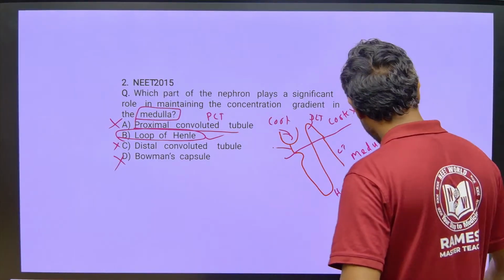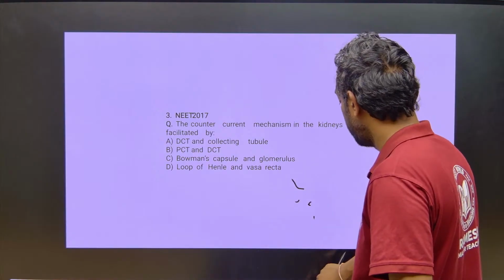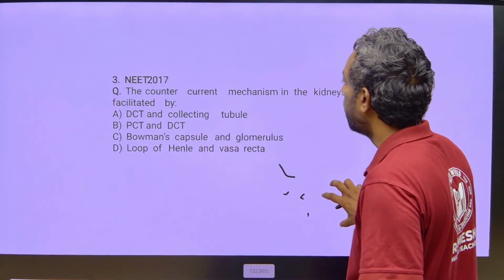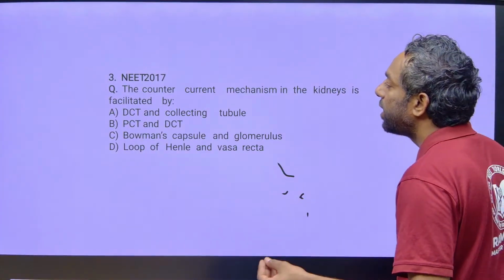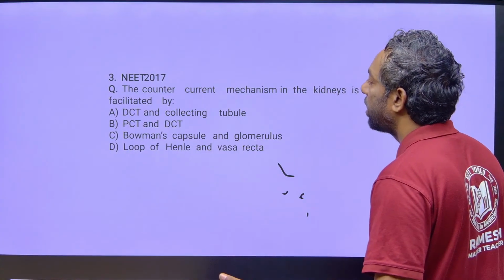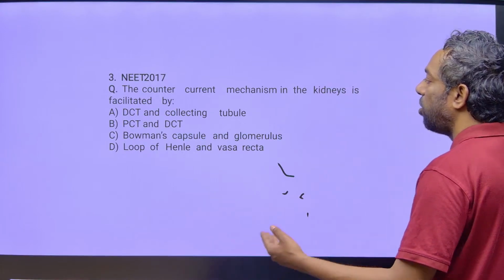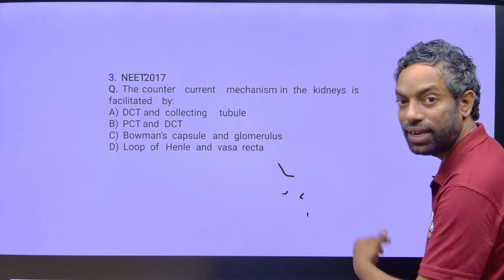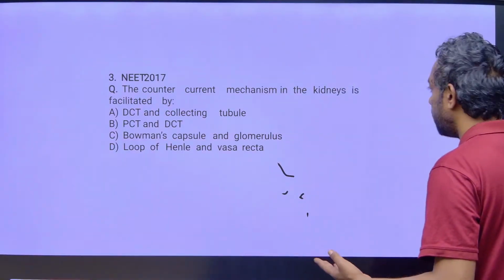Next question, NEET 2017. The counter current mechanism in the kidneys is facilitated by DCT and collecting duct, PCT and DCT, Bowman's capsule and glomerulus, or loop of Henle and Vasa recta. Of course, D, loop of Henle and Vasa recta. Very simple question.